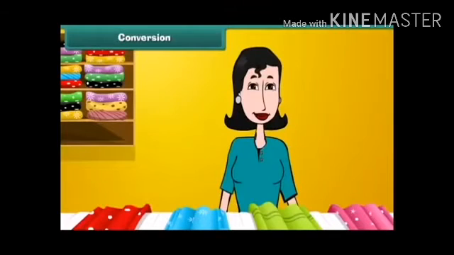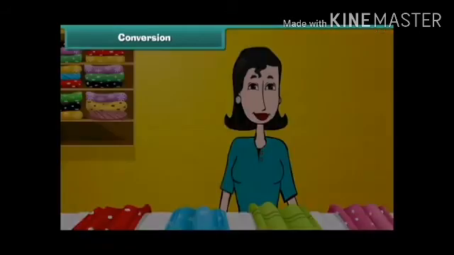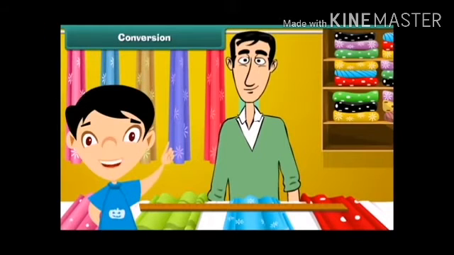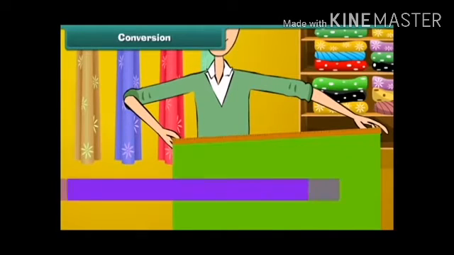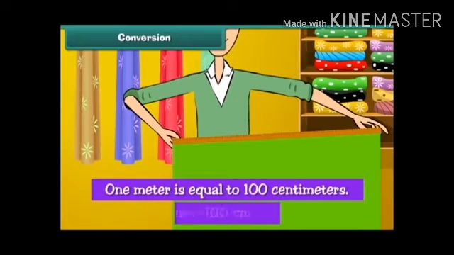Your mother is in the market to buy shirt cloth. Can the shopkeeper measure a shirt piece with a ruler? Yes, he can measure, but the work would be tedious and time-consuming. He measures it with the help of a metric tape. It will take less time and less effort. 1 meter is equal to 100 centimeters.